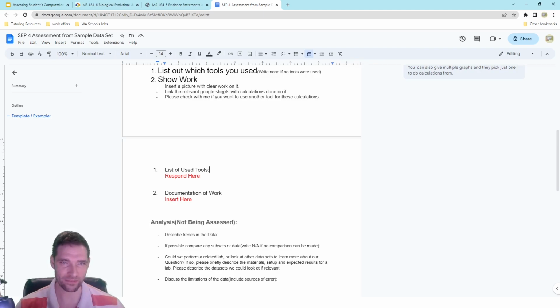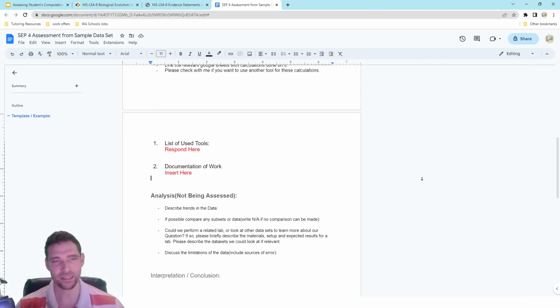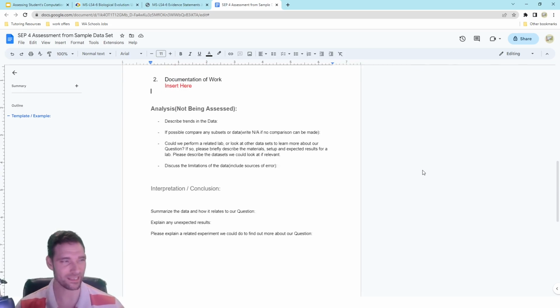But you can also have Google Sheets directly linked in here, or if they're doing work digitally, they can maybe copy and paste that from their digital notebook straight on here. There are a number of things they can do to show their work. So there should be some sort of documentation of the work that you can then see and check if it was done correctly. Now the analysis piece is not really being assessed directly with my rubric here, though it does come into play with summarizing and relating it to the question.